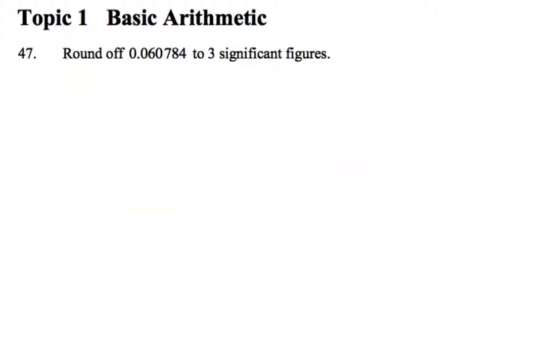Okay, this one is asking us to round this decimal off to 3 significant figures. So let's have a look at how we might do that. If we're starting to count our significant figures, we move from left to right, and when we get to our first non-zero digit, we'll start counting. So that 6 is our first significant figure. Every other digit after it, once you start counting, is considered to be significant. So that's our third significant figure, fourth and fifth.